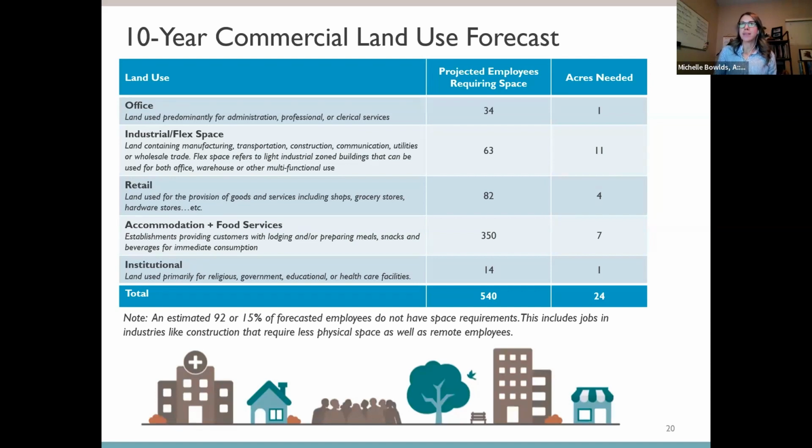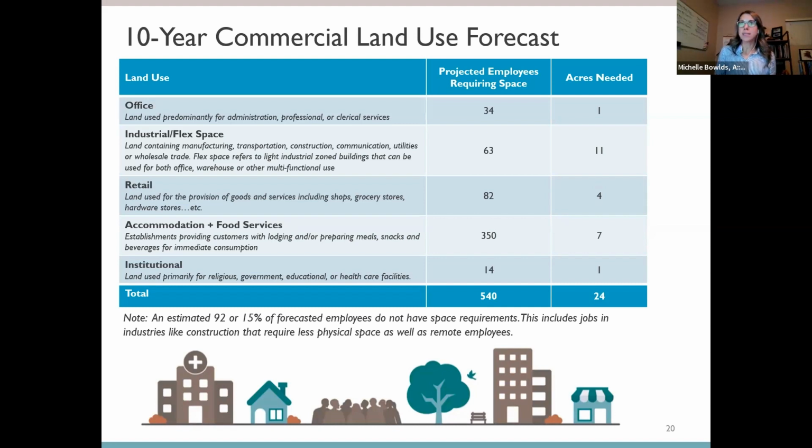Similar to what we did with the residential land demand, we then translate that employment demand to the demand for commercial land within the community. And you'll notice at the bottom of this chart that we were forecasting a total of 630 employees, but this is only showing space for 540 employees. And I just want to highlight that is because there are employees with no space demands. So either employees that work remotely or employees that work jobs like construction that don't necessarily require a physical space are not included in the land demand calculations that we used.